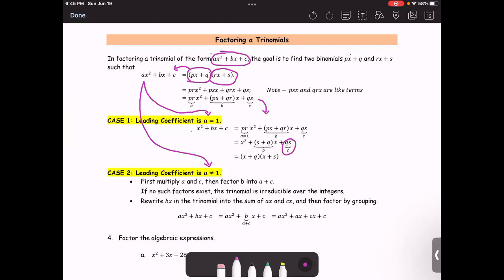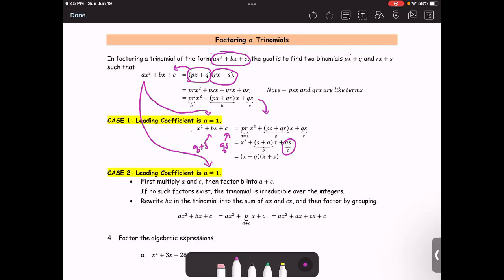Therefore, when the leading coefficient equals 1, you're going to find two numbers whose product is c, and then these two numbers add together as a sum, q plus s equals b.